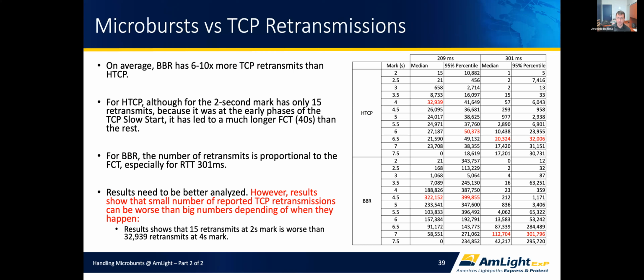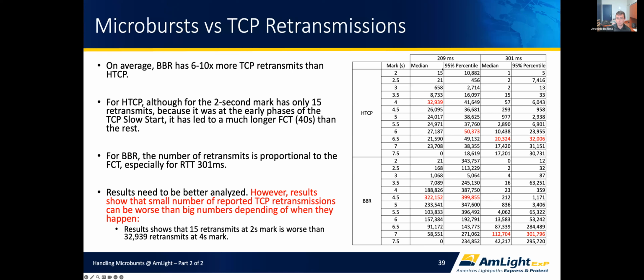For question 3, you can see here that BBR on average has 6 to 10 times more retransmissions than HTCP, and it still in some cases performs a lot better, right? But the thing to keep in mind here is that HTCP suffers at the beginning, the mark that goes from 2 to 3.5, and BBR suffers after 4 seconds. But we saw that the worst flow completion time for HTCP was at mark 2 or mark 1.5.